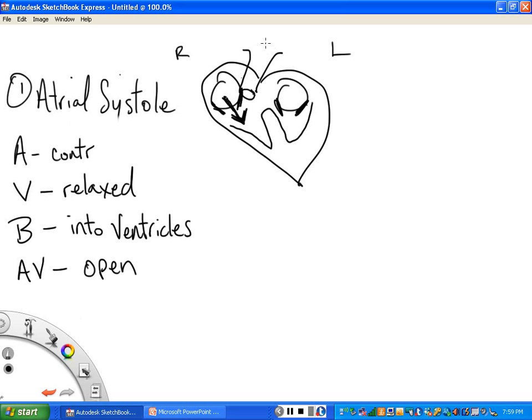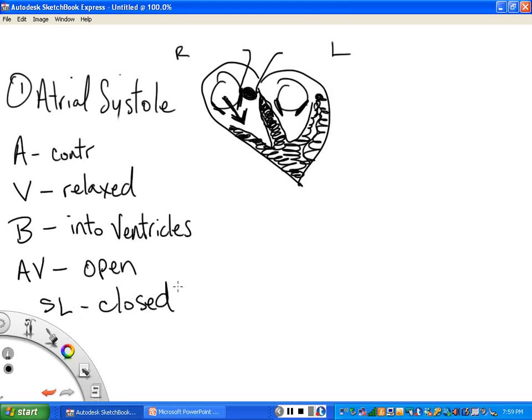Here's our little pulmonary trunk. Here's our little pulmonary semilunar valve. When blood is moving down into the ventricle, tell me about this pulmonary semilunar right here. It better be closed. Very good. It better be closed. Here's the heart muscle. So the semilunars are closed.